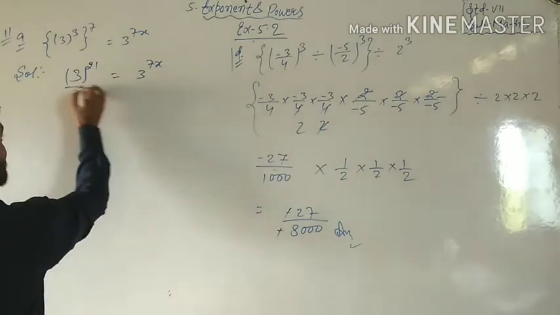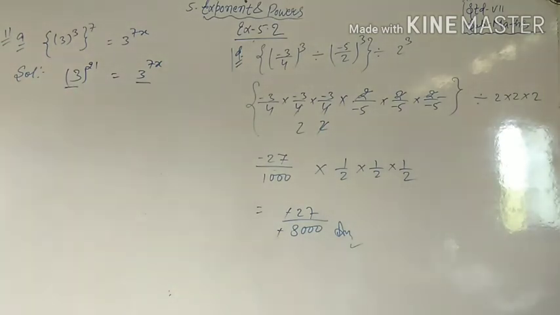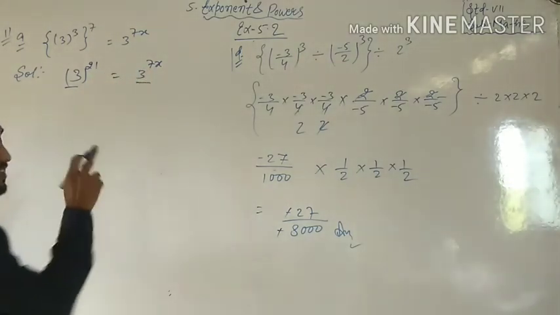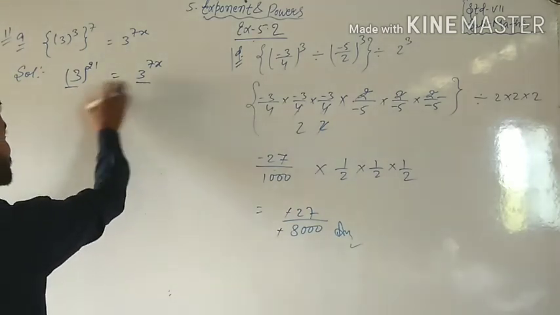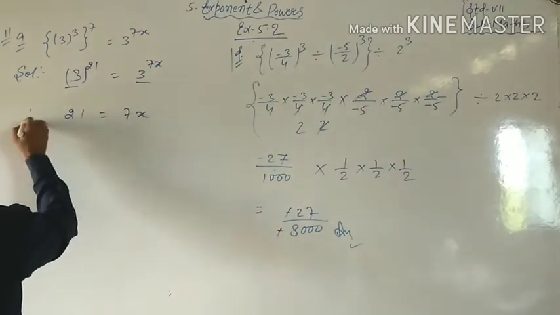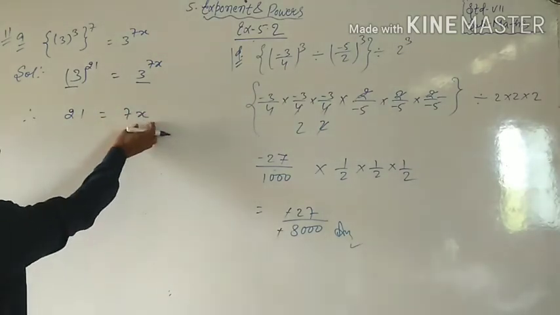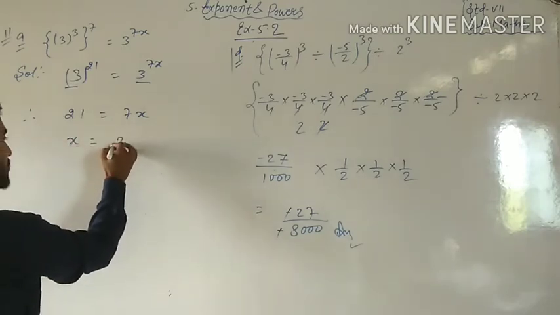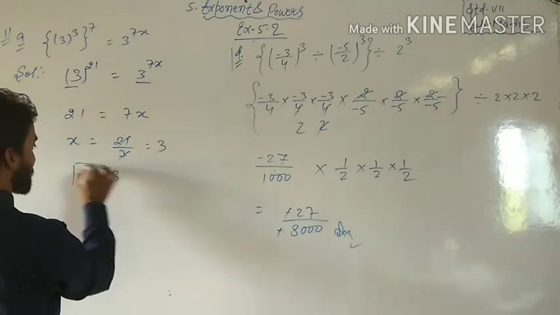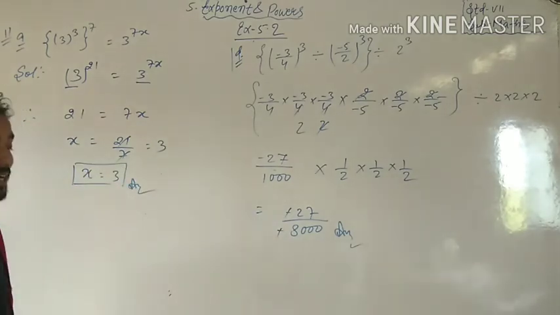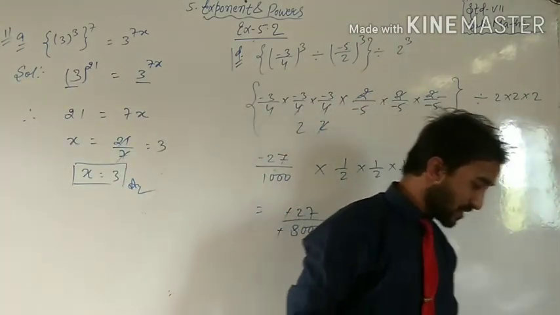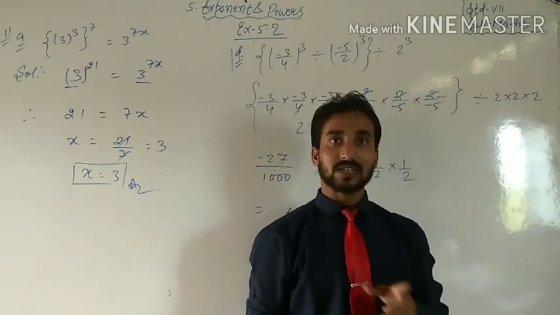Now see, both bases are equal. Now you have to find the value of x. So don't consider the base, directly write the exponent. 21 is equal to 7x. Now you have to find the value of x. What is the value of x equal to? 21 by 7, it means 3. I think you may have come to know how to solve it, and all questions of question number 11 are based on this. So it's your turn to do.